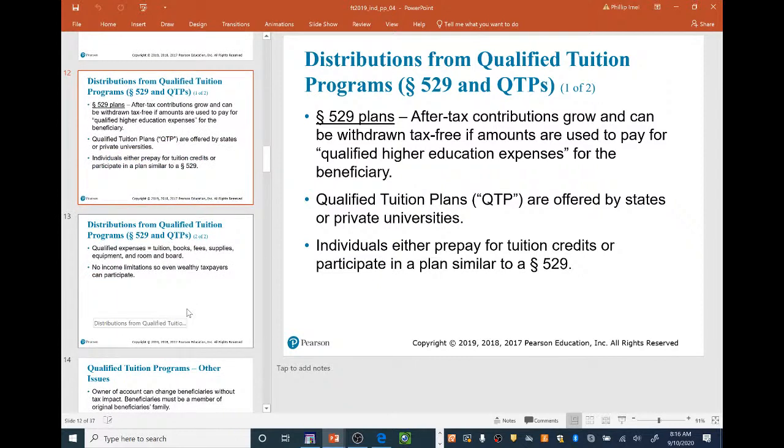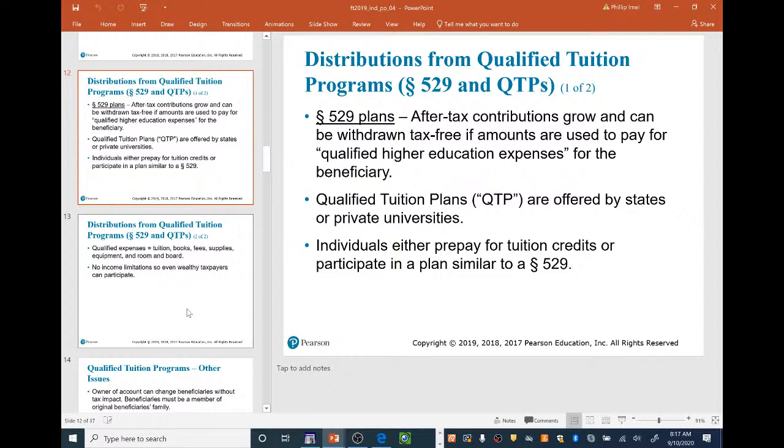Okay, let's talk a little bit about some distributions from qualified tuition programs. Okay, so these are going to be your Section 529 plans and the qualified tuition plans known as the QTPs. Okay, and these are usually administered by individual colleges or by states. Okay, so they differ by colleges and states for these Section 529s and qualified tuition plans.